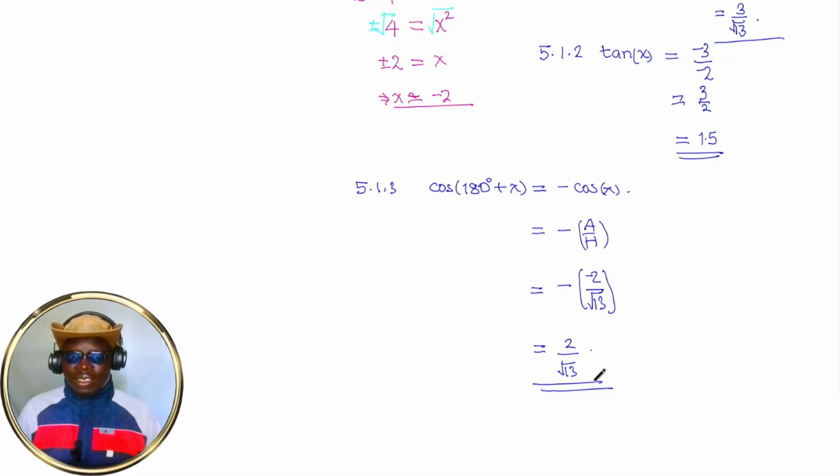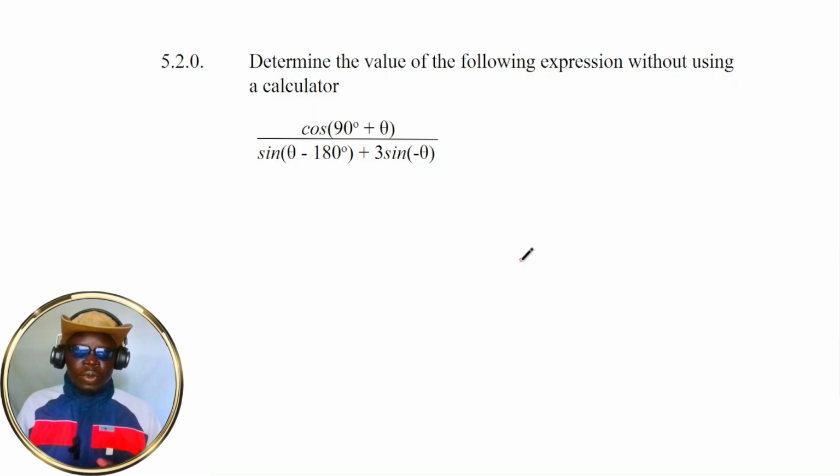Let us move on to the next question. For this question 5.2.0, it says determine the value of the following expression without using a calculator. Now at this level, the first thing we can do here is just to first draw our CAST diagram and indicate where these angles will lie. Putting in mind that if you have an angle less than 0, you have to add 360 into it.